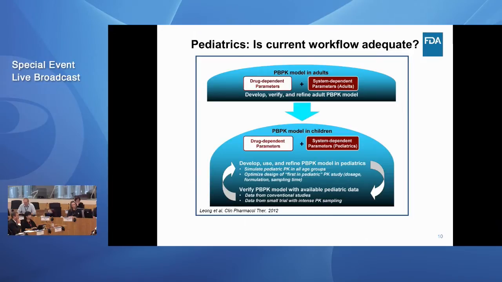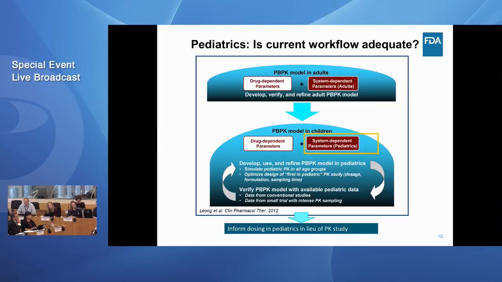And you can use this learn, confirm, and predict cycle to apply this methodology. So the question is whether this workflow is adequate. But if we focus on the so-called high impact area, the question can be extended to whether this pediatric prediction paradigm is able to inform dosing in pediatrics without conducting a PK study.